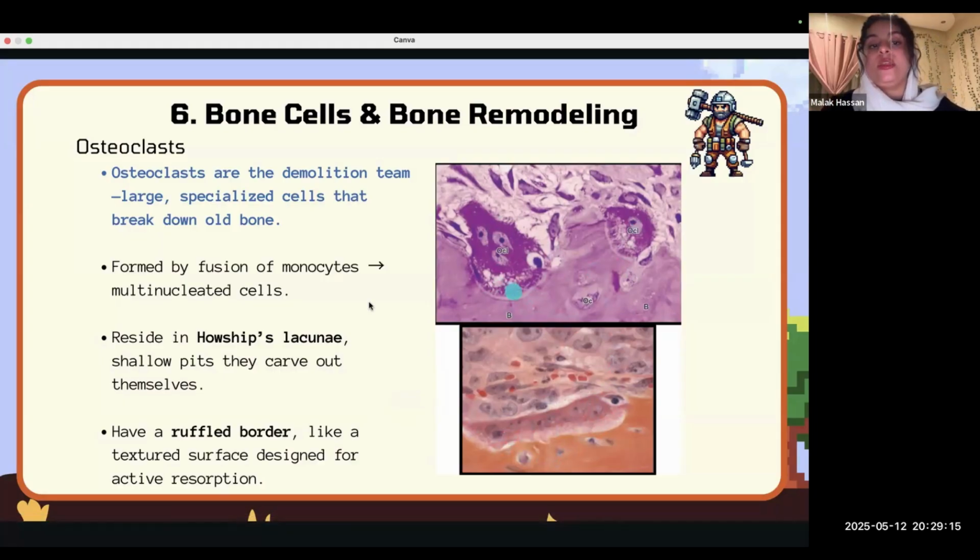Now it's important to remember that osteoclasts are not from mesenchymal stem cells. They come from monocytes, which are immune cells from the blood. They fuse together and form multinucleated cells, which are the osteoclasts.